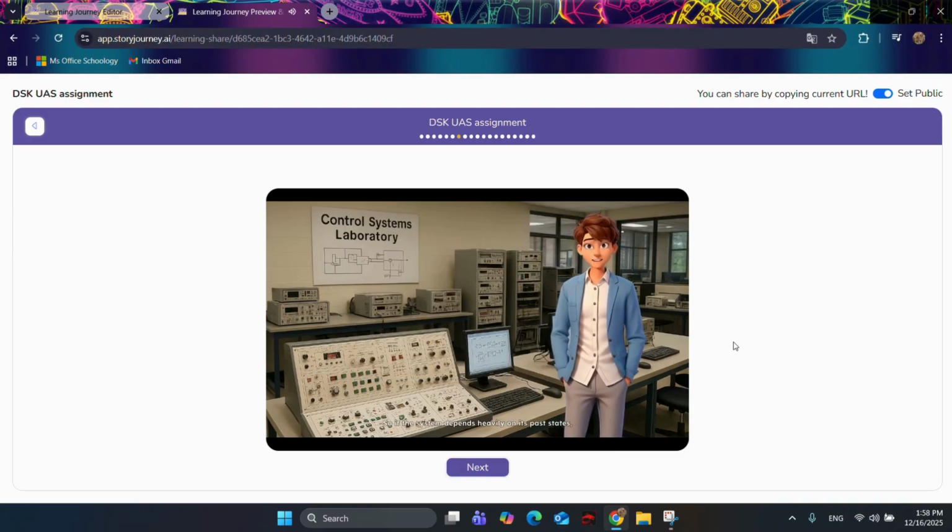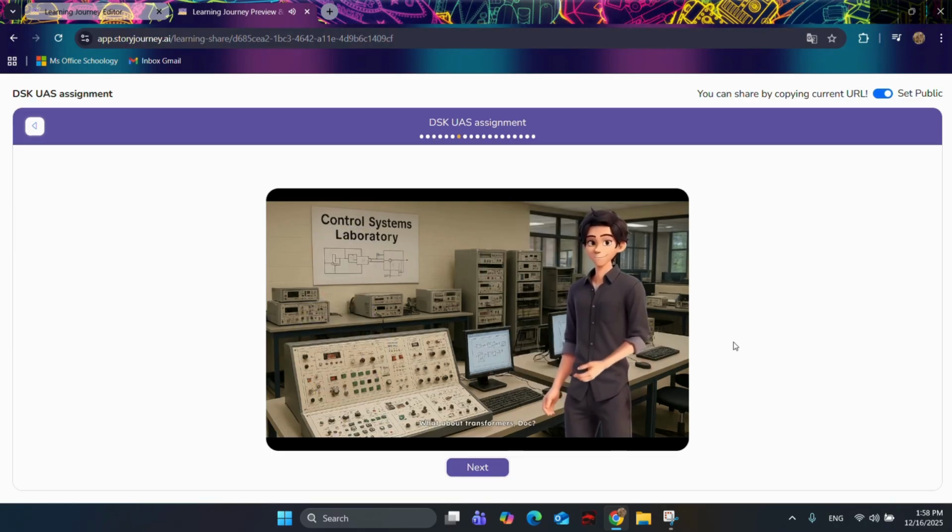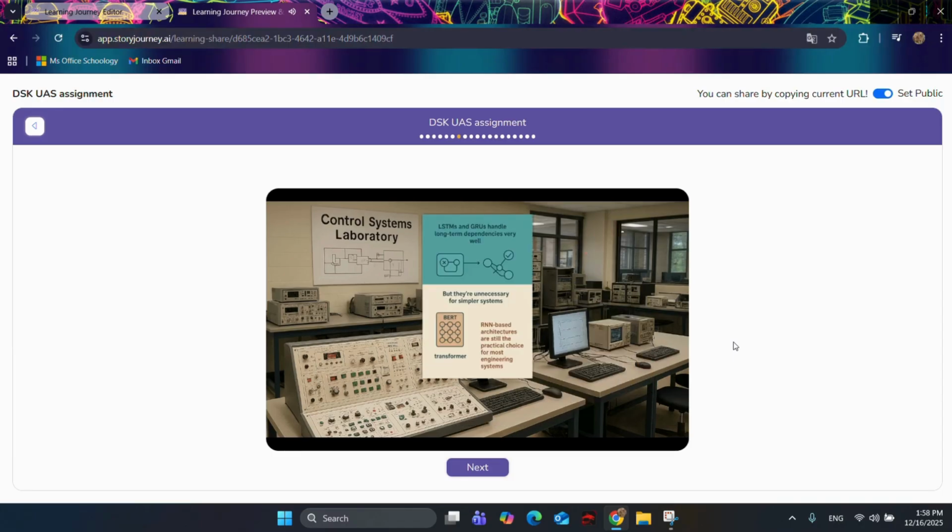So if the system depends heavily on its past states, we should go for something like an LSTM? Yes, LSTMs and GRUs handle long-term dependencies very well, but they're unnecessary for simpler systems. What about transformers, Doc? People use them everywhere now. They can be used, but they need huge amounts of data. RNN-based architectures are still the practical choice for most engineering systems.